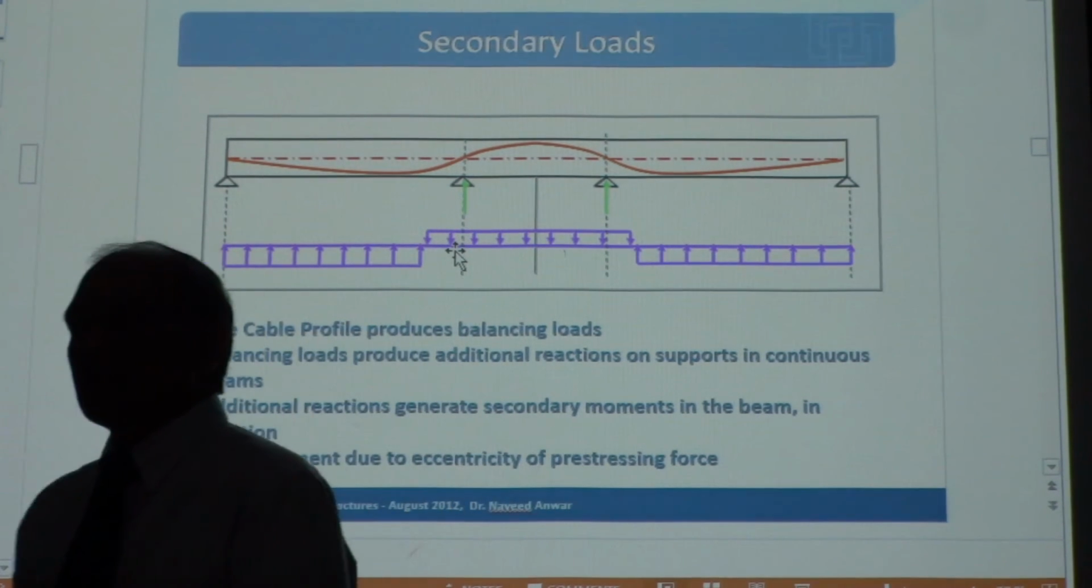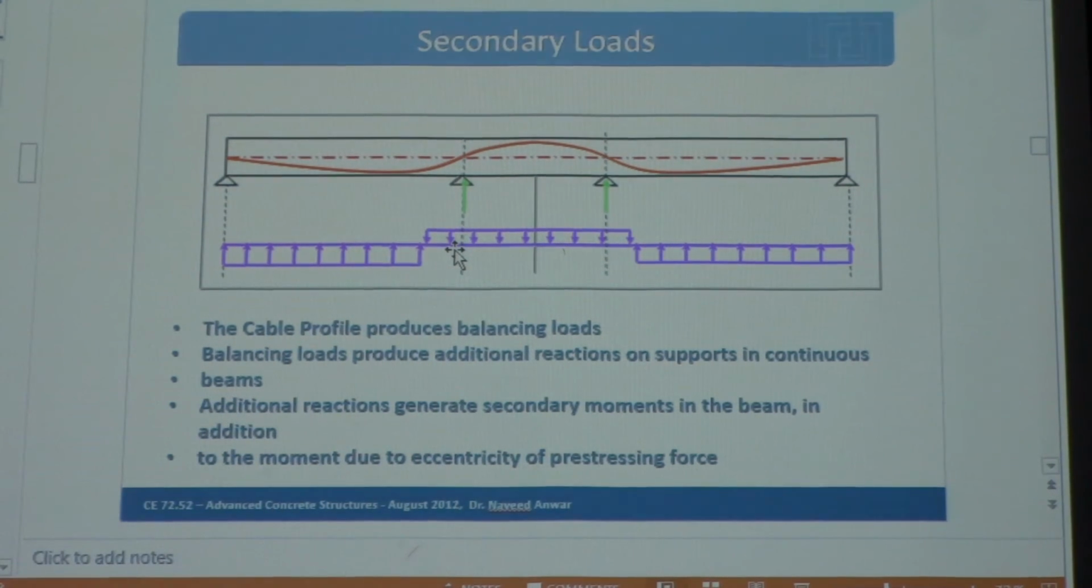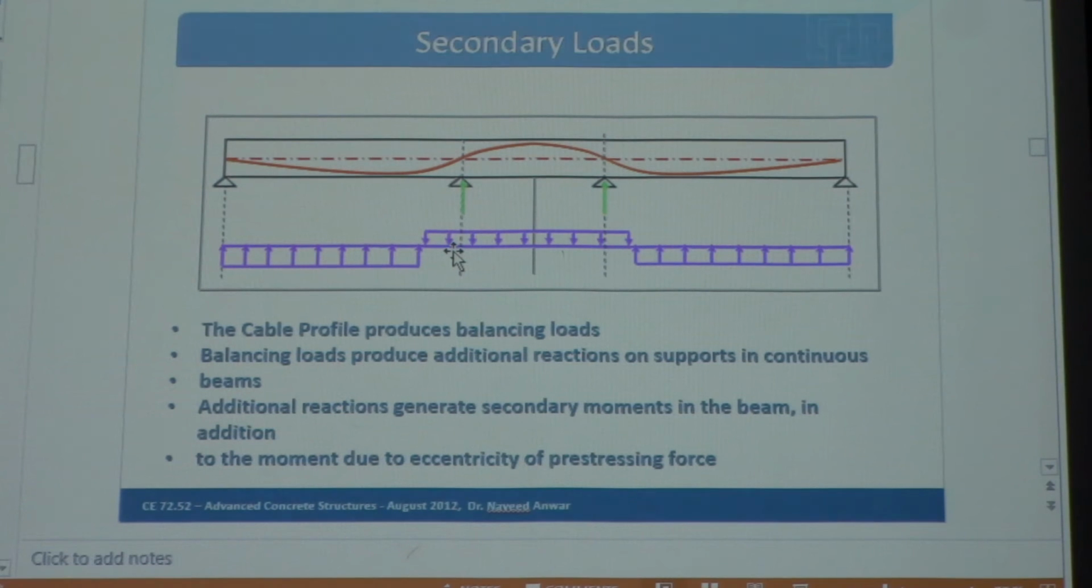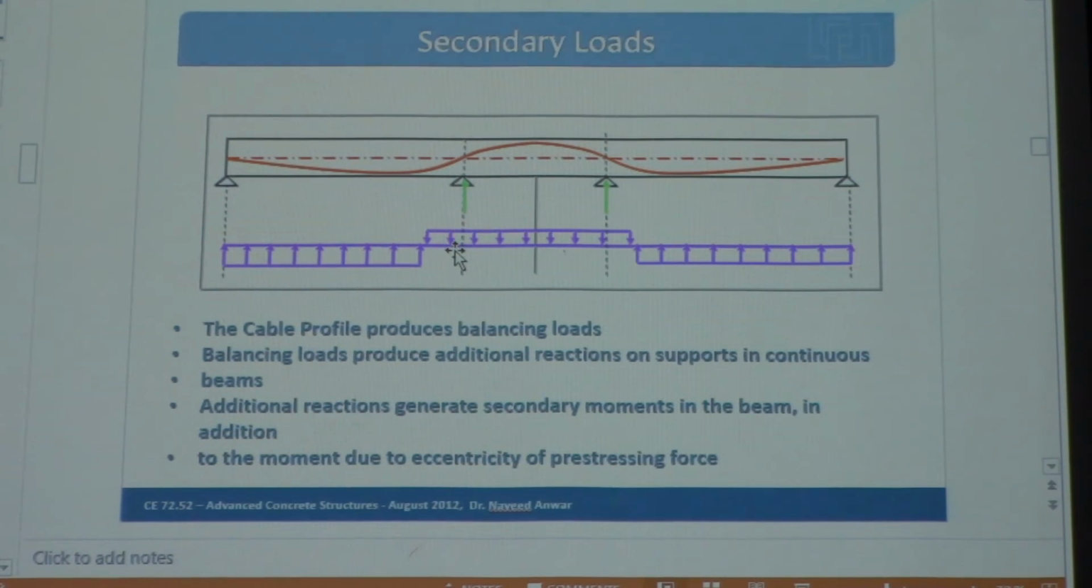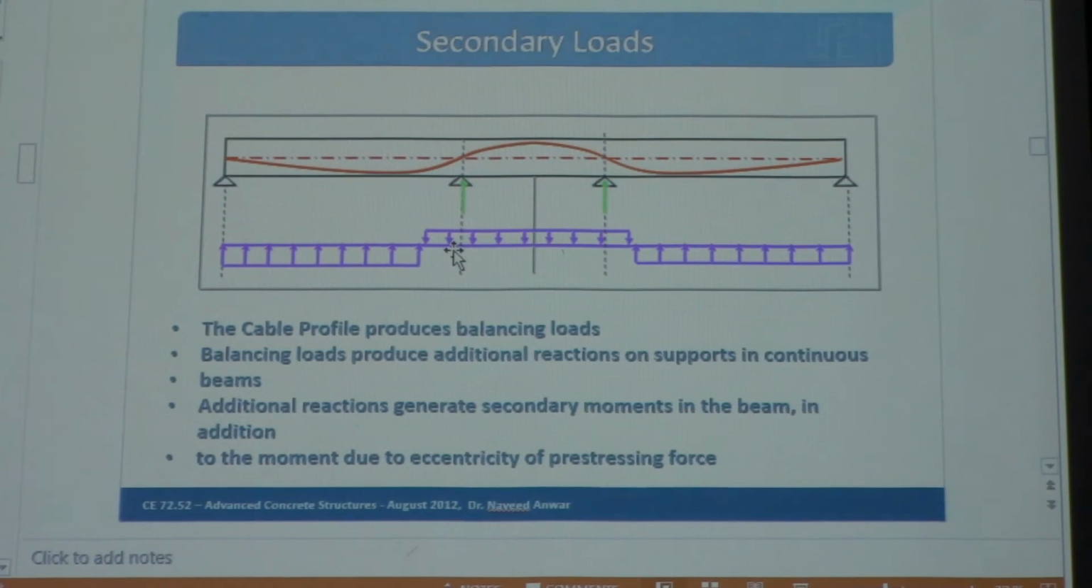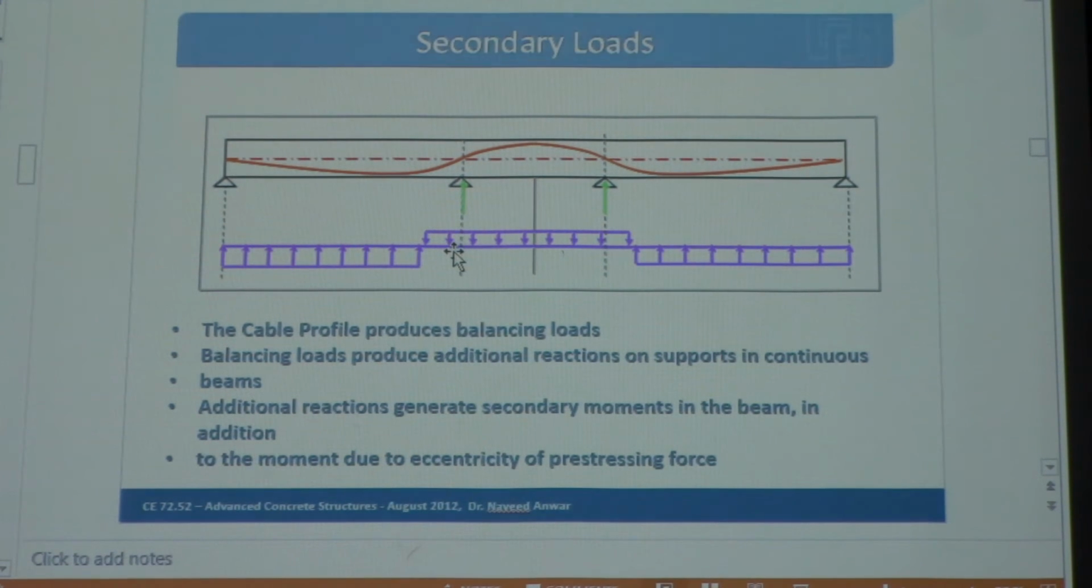We can analyze the structure. So the tendon, which was supposed to be a reinforcement, now becomes a load on the structure. To analyze the structure, you need to convert the tendon into loads and apply the loads, and once you have applied the loads, you don't need to consider anything.